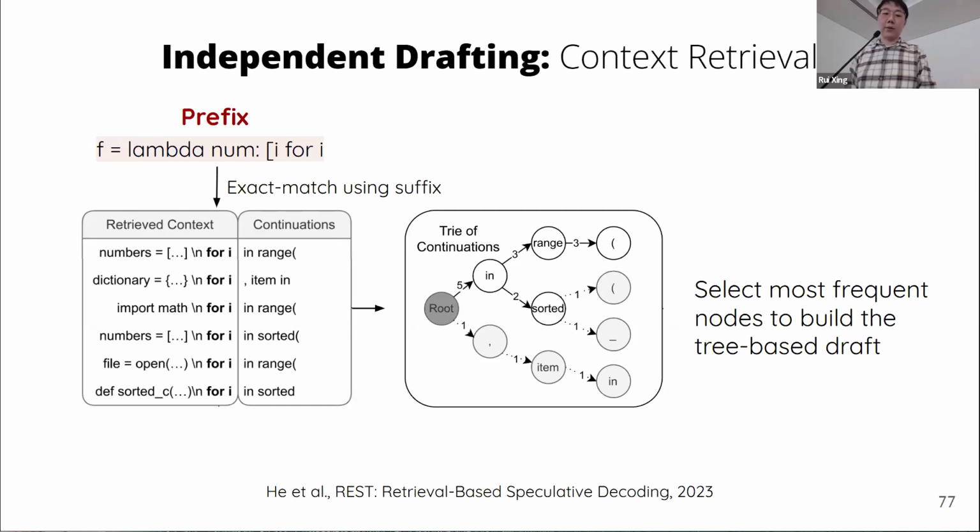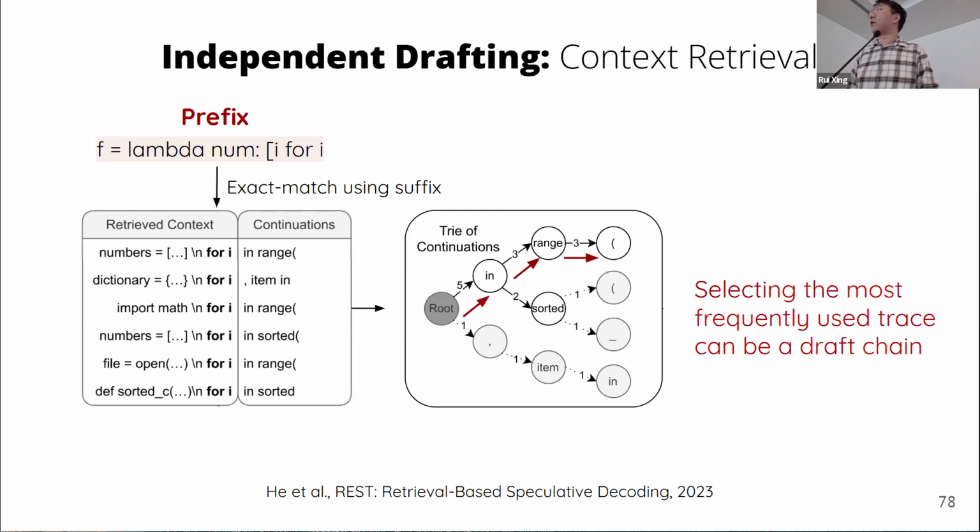We will later introduce a draft tree-based verification, but here it can also be kept as a draft chain. Like you can choose the most frequent chain, and this is a normal draft token like "in", "range", and left bracket. Okay, so this is context retrieval. You can see that building the draft does not require any model. Here you just use a prefix to do exact match based on your retrieved corpus and build the trie.